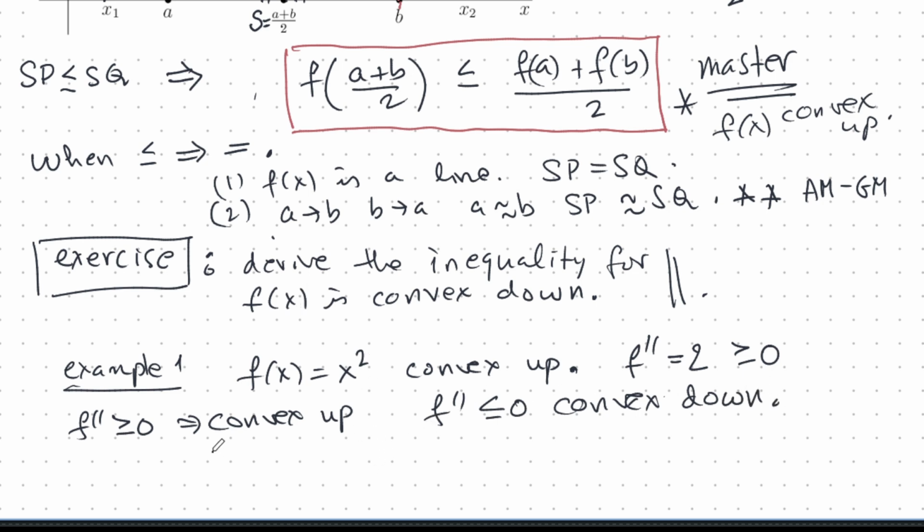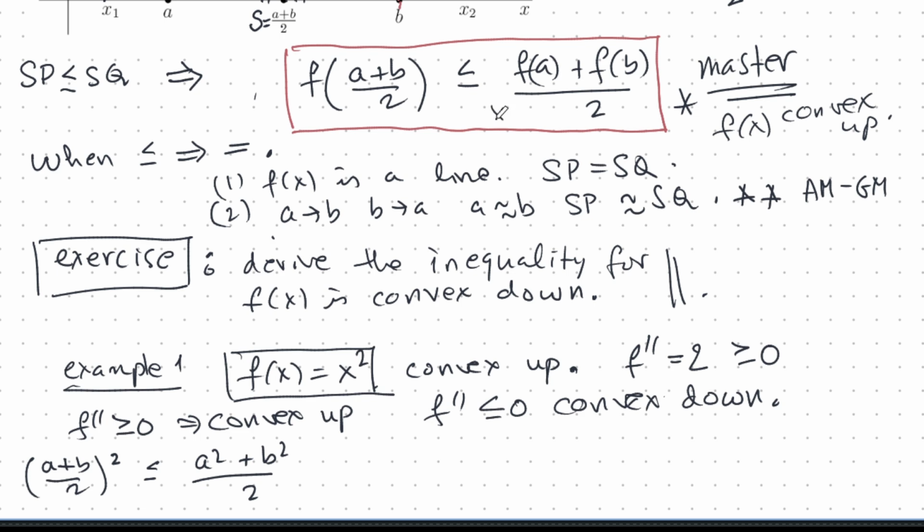Okay. So let's plug it into our master inequality equation. And we have (a plus b over 2) squared, less than or equal to (a squared plus b squared) over 2. So I'm substituting this here for f in here. All right, and what do I have? Let's take the root of both sides. A plus b over 2 less than or equal to the square root of (a squared plus b squared over 2).